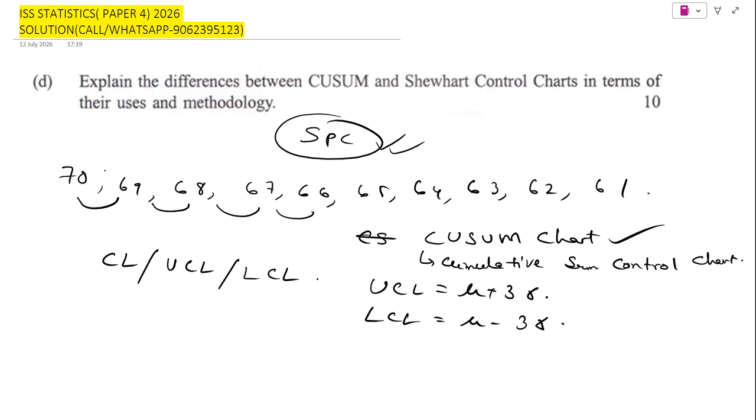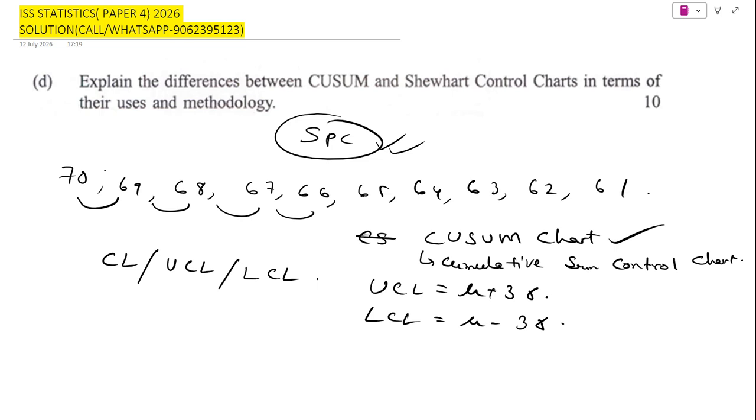So therefore CUSUM remembers the history of the process. That is why it is much more sensitive to the small and the gradual shifts. Okay, now remember, Shewhart chart has no memory, whereas CUSUM chart has memory. Why? Shewhart chart looks only at the present observation, and CUSUM uses present plus all of previous deviations. Okay, so this single sentence can fetch the valuable marks because it captures the fundamental difference. So just remember this.